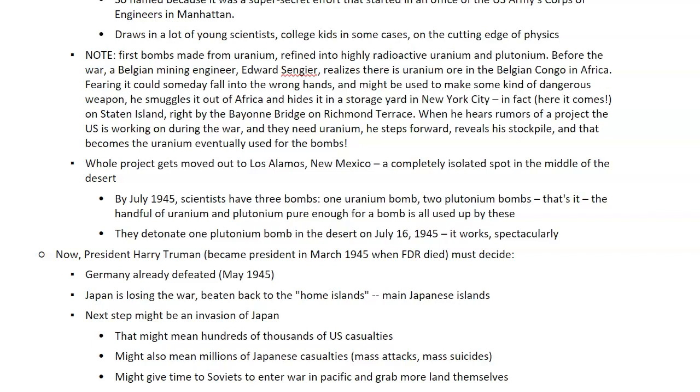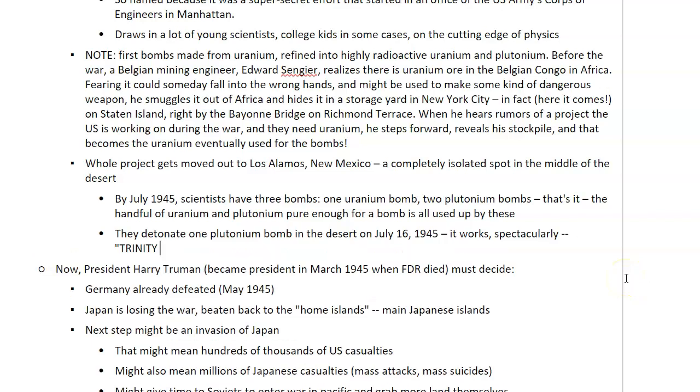They blow up one of them in the desert in New Mexico to see if it works, because nobody knows if this will work. July 16, 1945, they set off the first bomb in what is known as the Trinity test. That was the code name of the detonation. Look at that. There we go. Okay, the Trinity test.